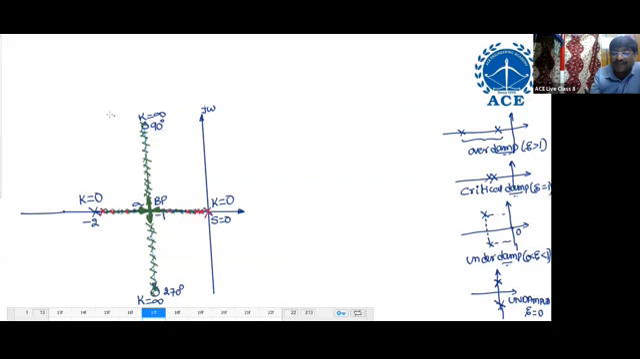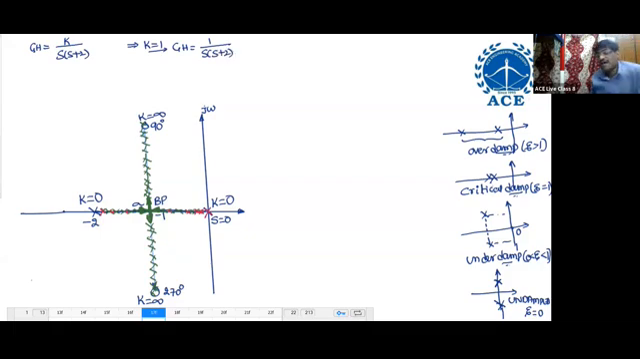So, for example, see, K equal to 1, it should be critically damped. Critically damped means what? Two poles should be repeated at the same location. What is GH? GH equal to K by S into S plus 2. I'll substitute K equal to 1. K equal to 1 means GH equal to 1 by S into S plus 2.